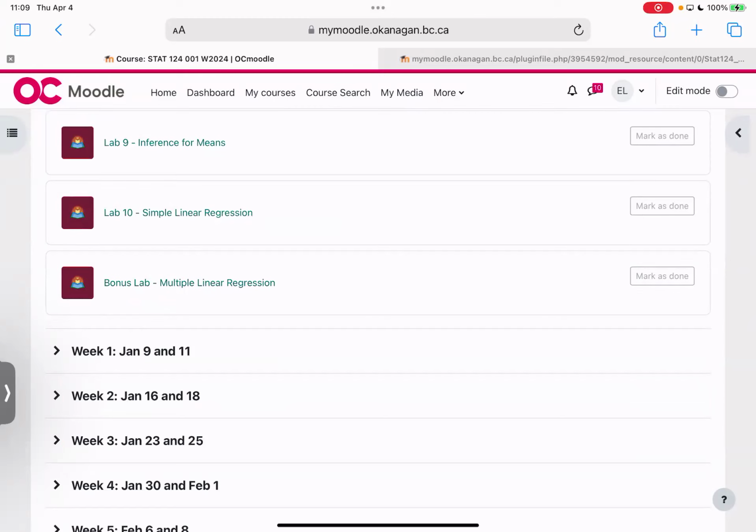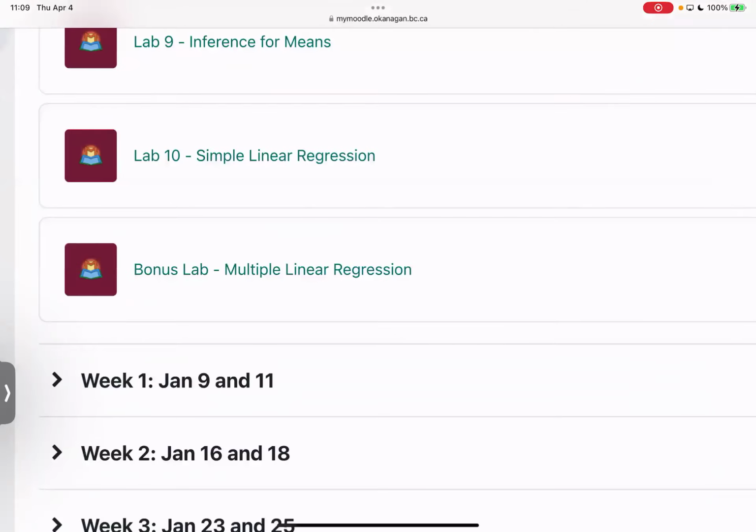Simple just means that we only have one explanatory variable. And then I made a bonus lab. If you missed a lab and you want to make up that grade, you can do the bonus lab on multiple linear regression, which means that you have more than one explanatory variable, but it's just an extension of what we're doing. So that's why it's a bonus. And so you can do that one or not. It's set to drop your lowest lab grade.